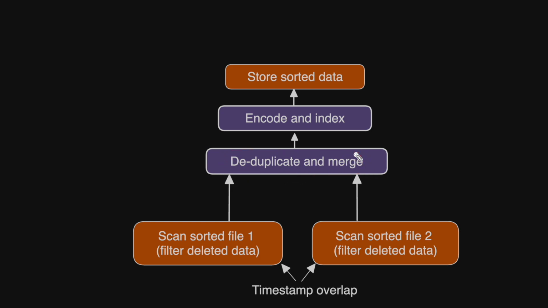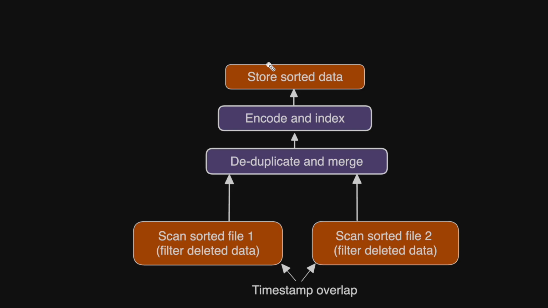which means we would just need to take these two files of sorted data and make them a single file. Then we would encode, re-index, and store it back to the object storage. Now let's look at the example. Let's say it's been 10 minutes and our ingester has generated, let's say, 100 different files.